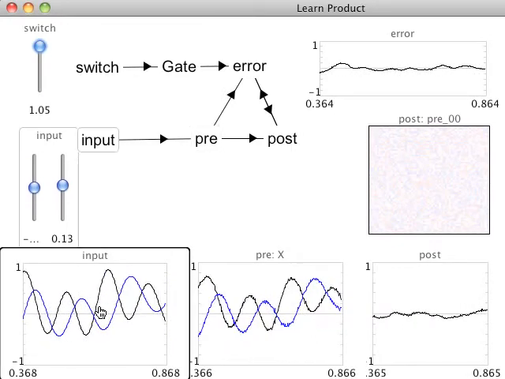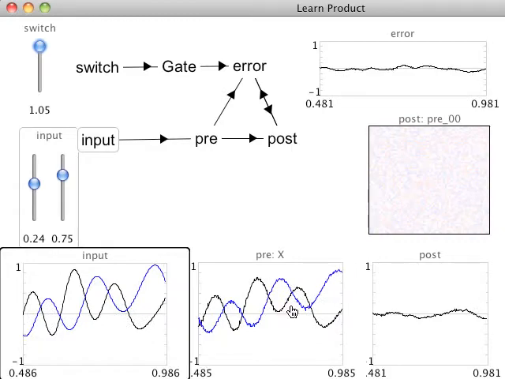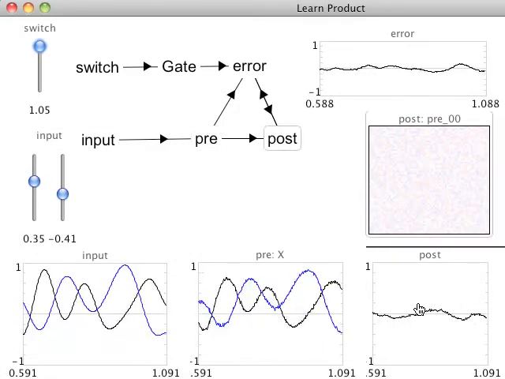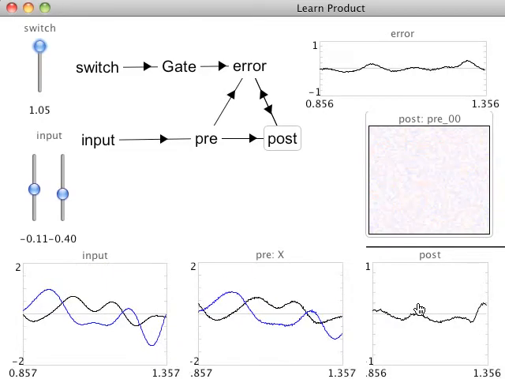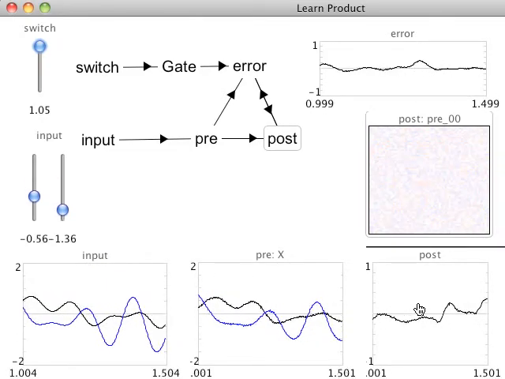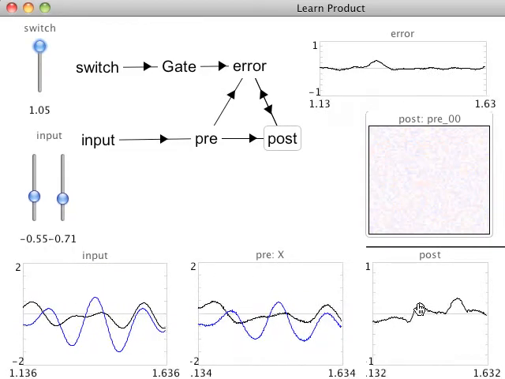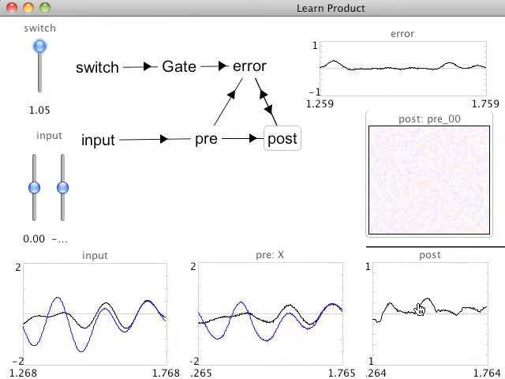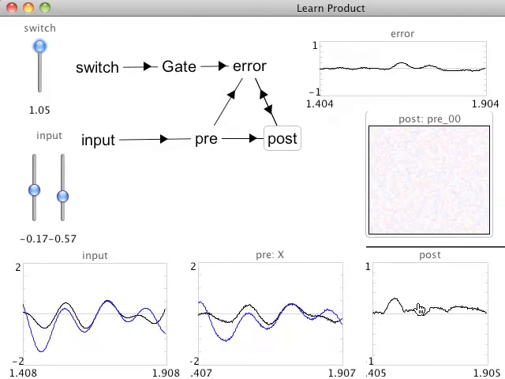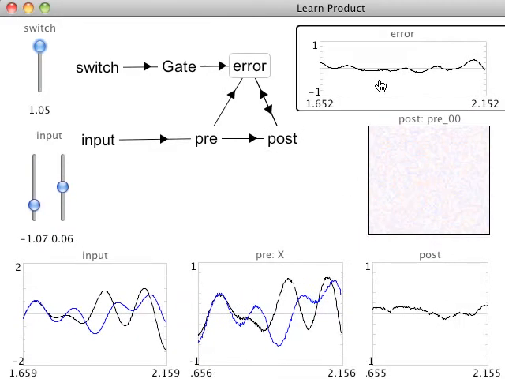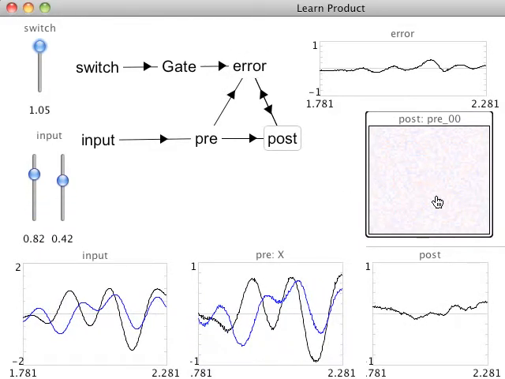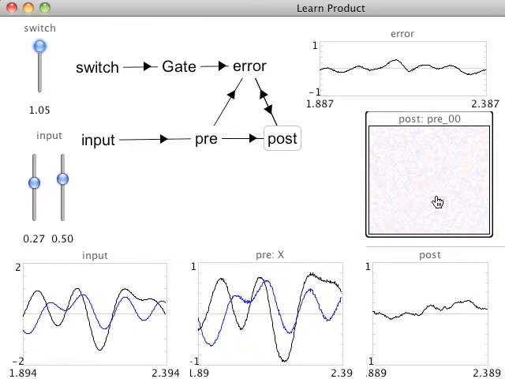As before, it is driven by the input, but in this instance, the postsynaptic population is attempting to learn a function of the presynaptic population, namely, the product of the two dimensions. Consequently, the postsynaptic population is a one-dimensional population. As before, we can see the error and the connection weight matrix between the pre- and postsynaptic populations.